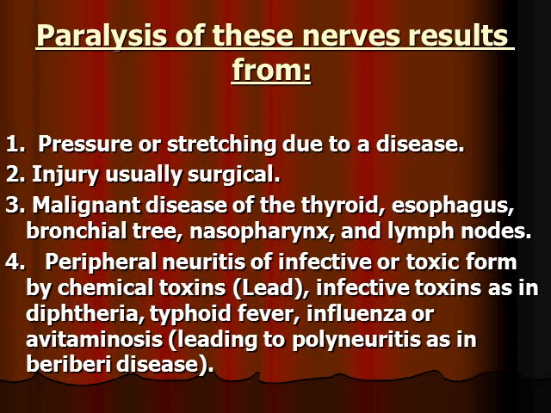The paralysis can result from pressure or stretching of these nerves due to a disease or injury, which is usually surgical. After thyroid surgery we will commonly encounter this condition, damage to the recurrent laryngeal nerve, or malignant diseases of the thyroid, esophagus, bronchial trees, nasopharynx, and lymph nodes. Peripheral neuritis is also another cause, infective or toxic from chemicals, toxins like lead poisoning, or infective toxins like diphtheria, typhoid fever, influenza, or avitaminosis also leading to polyneuritis such as beriberi disease.